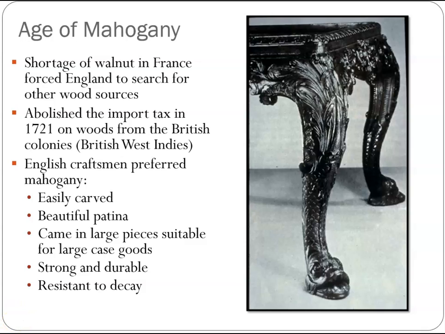English craftsmen began to prefer mahogany wood for several reasons. Number one, it was very easy to carve. It had a beautiful patina. It came in large pieces that allowed them to create very large case goods. It was strong and durable, and it was resistant to decay. The image on the right is showing the detailed carving that a craftsman could achieve using mahogany wood.